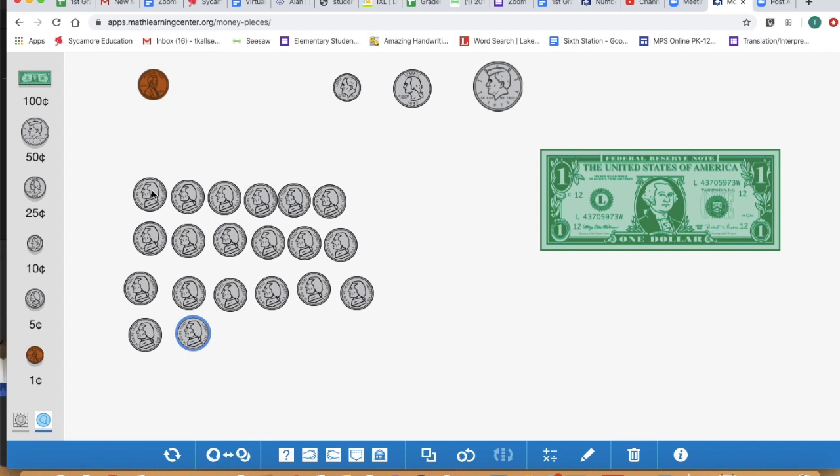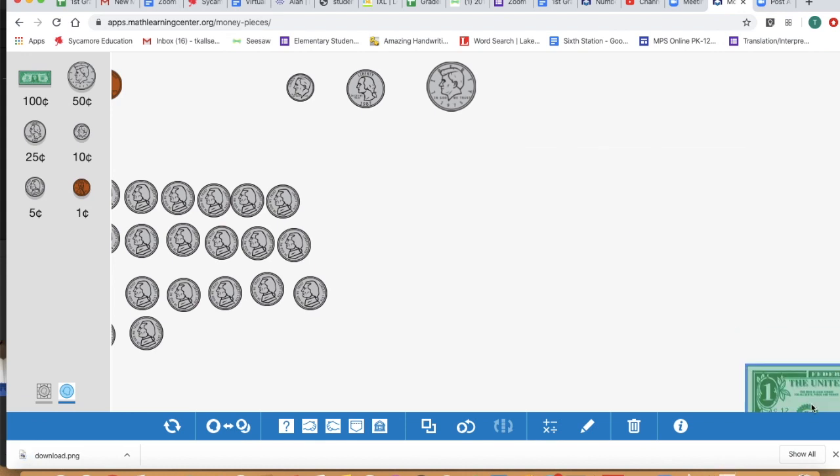So let's see how many nickels I have. 1, 2, 3, 4, 5, 6, 7, 8, 9, 10, 11, 12, 13, 14, 15, 16, 17, 18, 19, 20. So over here we think we have 20 nickels.